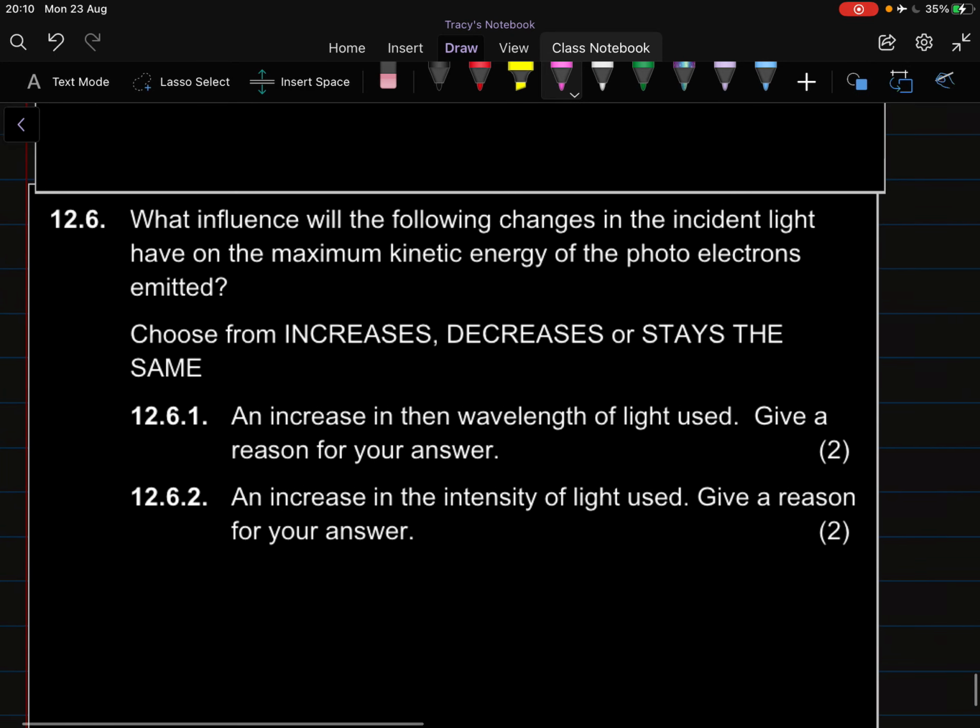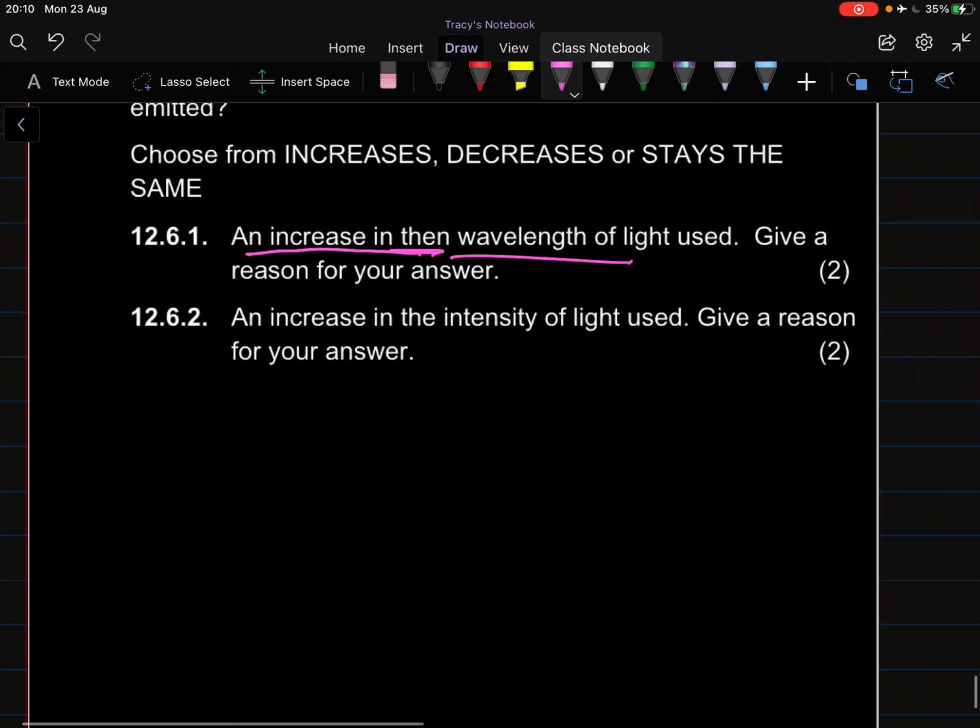Then, what influence will the following changes on the incident light have on the maximum kinetic energy of the photoelectrons emitted? And we're either going to use increase, decrease, or stays the same. An increase in the wavelength. Now remember, we need to explain it. So I'm not going to write the answer just yet.